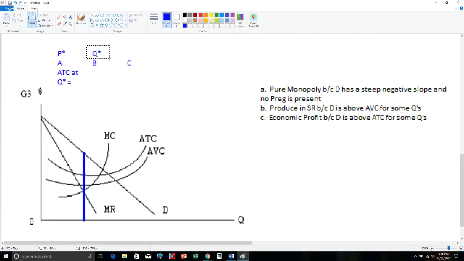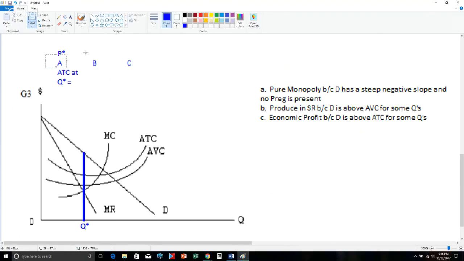Q star is found where MR is equal to MC. Where do I put this Q star? Does it go here? Does it go there? Does it go over here? No, silly. It goes on the quantity axis directly below MR equals MC. That's your optimal profit maximizing, in other words, quantity.